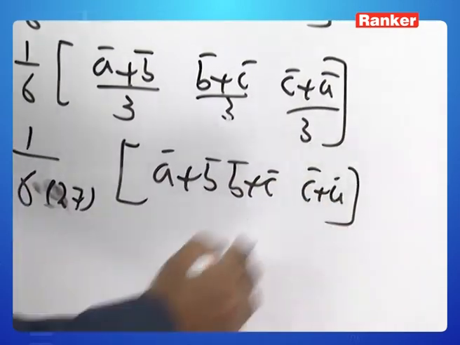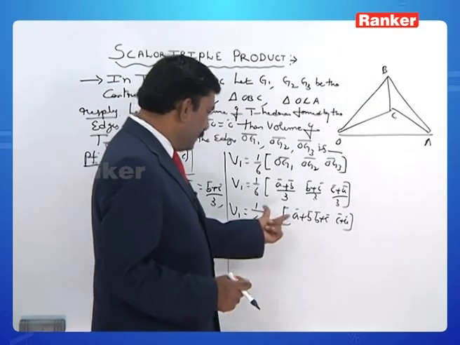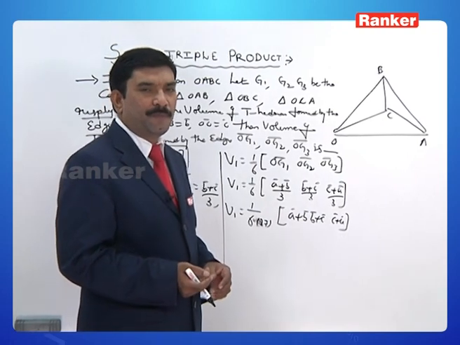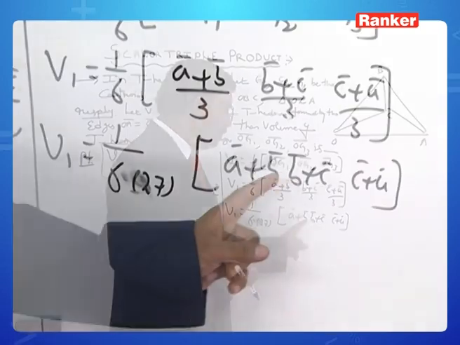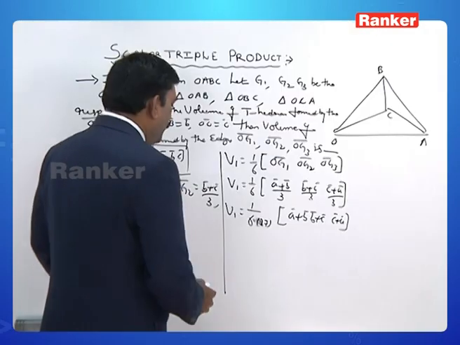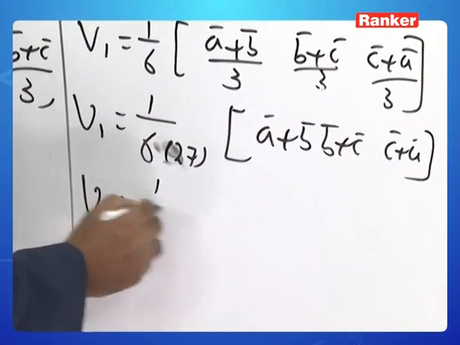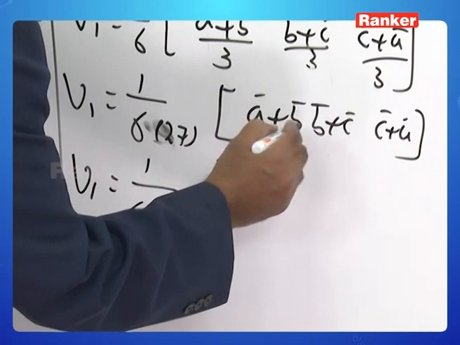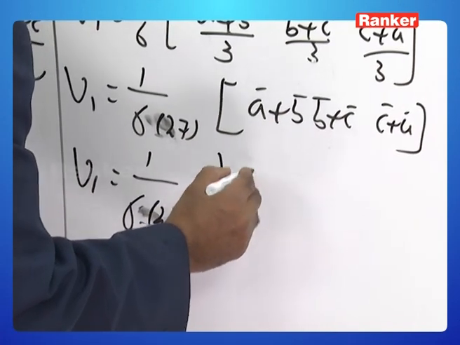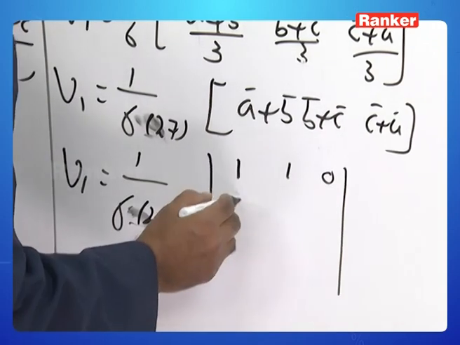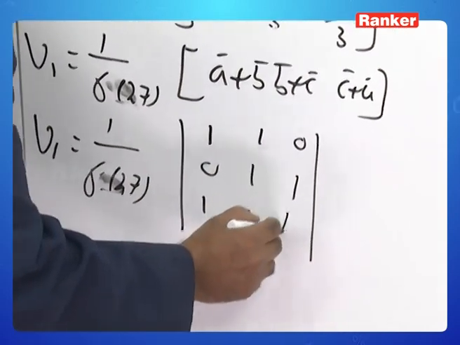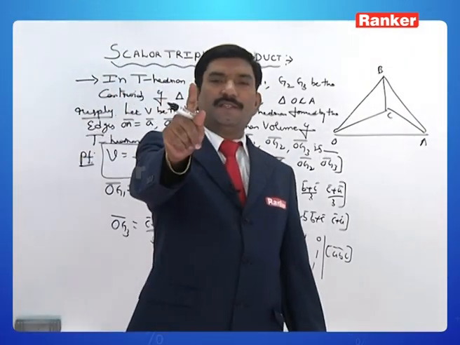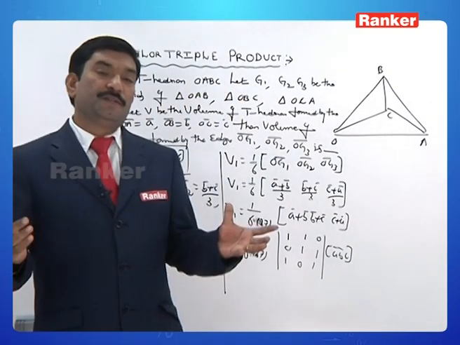B bar plus C bar, C bar plus A bar. Followed? Now this is one of the best examples. You can take them as a formula while doing the problems. What is this? Box of A bar plus B bar, B bar plus C bar, C bar plus A bar. Now I can write V1 is equal to 1 by 6 into 1 by 27 into determinant of 1, 1, 0, 0, 1, 1, 1, 0, 1 into box of ABC. The base vectors are A bar, B bar, C bar, not i, j, k. If they are in terms of i, j, k, box of i, j, k is equal to 1, no need to go. That goes without saying.